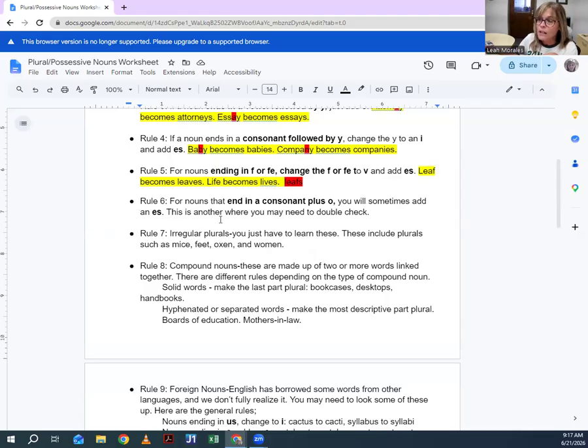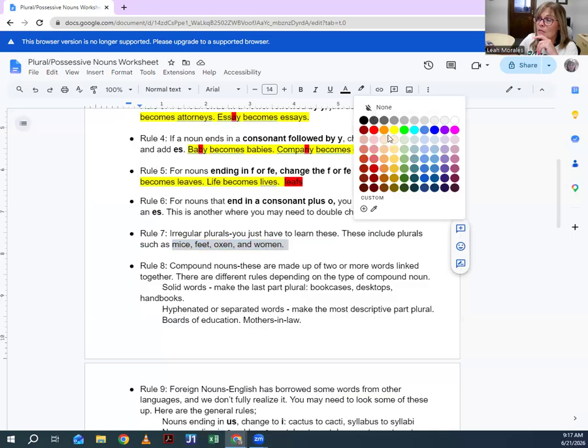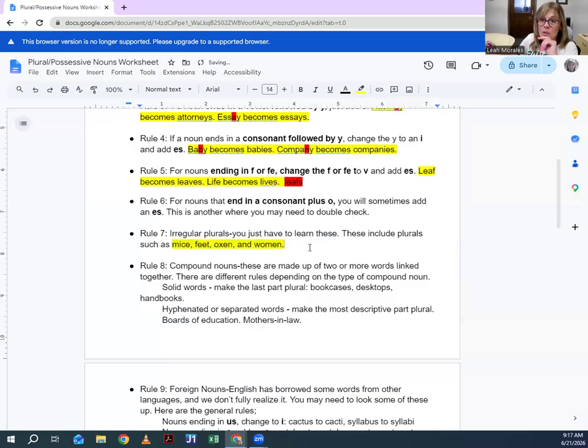Number 7, irregular plurals. Now, these are words you just have to learn, okay? Because there is nothing you add, you change the word. You think of words like mice. What is mice the plural of? It is the plural of mouse. What is feet the plural of? It is the plural of foot, right? Oxen is the plural of ox. Women is the plural of woman, okay?